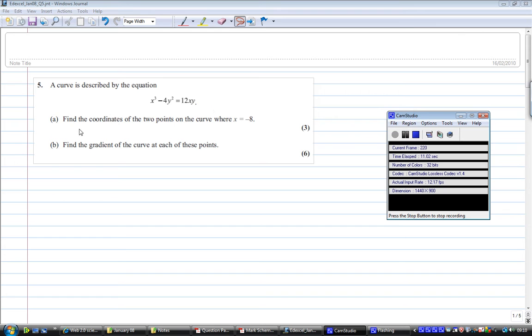It says find the coordinates of the 2 points on the curve where x equals -8. So we're going to put -8 into here. I think you can clearly see that it's a quadratic in y then. So that's where the 2 points are going to come from. We're going to solve that quadratic and get the 2 points, as it says here.